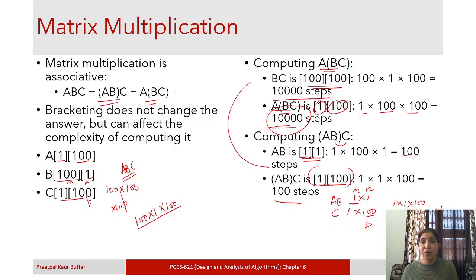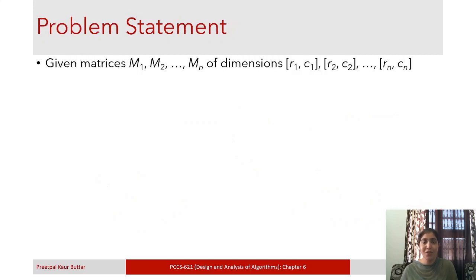It depends on the way you are putting the parentheses, how you are chaining the matrices. So it is very crucial if you want to decrease your total number of steps, if you want to minimize the cost of multiplying the matrices, then you have to put the brackets, the parentheses, in the optimal way. Okay, so this is the problem of matrix chain multiplication. So let us move to the problem statement.